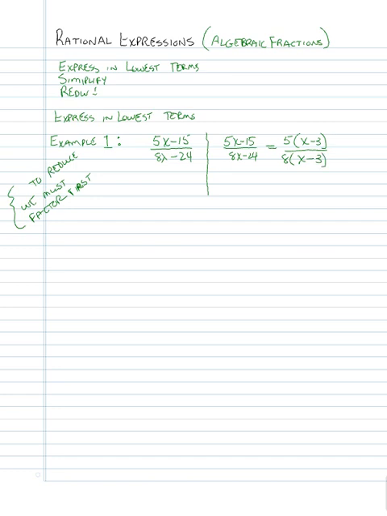And now that we have the numerator and denominator both factored, x minus 3 is a factor on top, x minus 3 is a factor on bottom, and so we're allowed to cancel those x minus 3's, and this fraction just simplifies or reduces to just 5 over 8. And we wouldn't have known that by just looking at it. Okay, well, let's look at another example here.